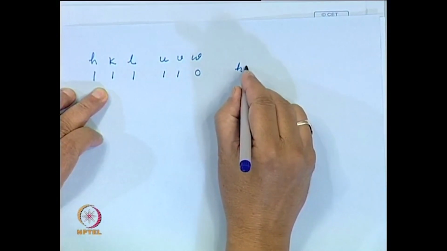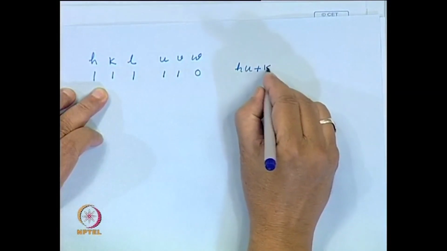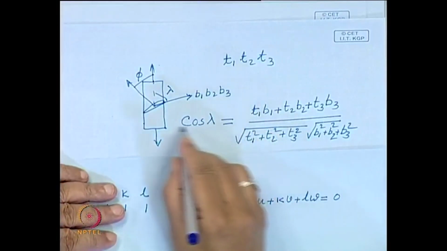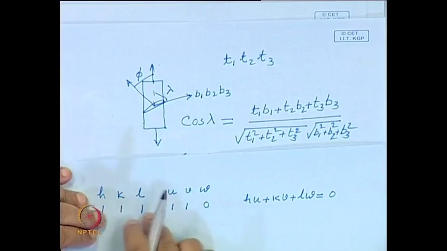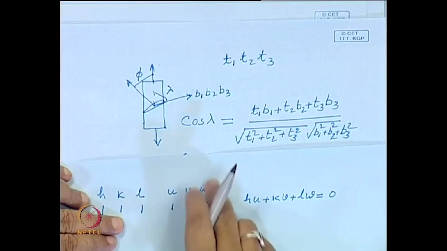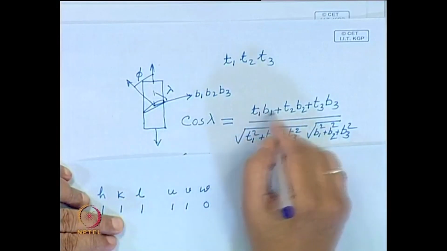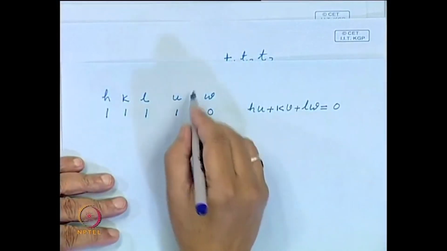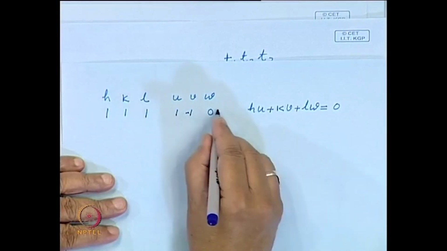You have to check whether HU plus KV plus LW is 0. Now, this is primarily because this is the plane, so the plane normal has this direction, and this is a direction lying on the plane. So, the angle between the two is 90 degrees, which is so only when the numerator is 0. So, you check this, then you find that it has to be this, 1 1 bar 0.